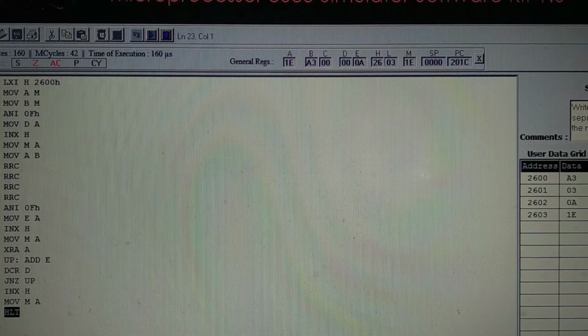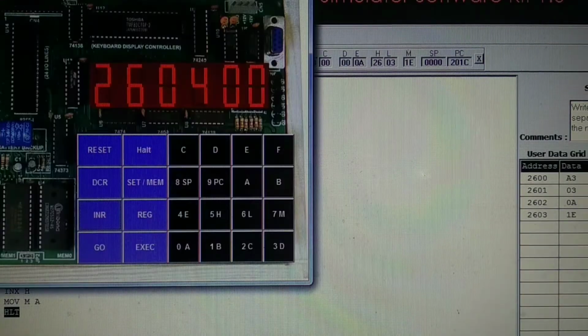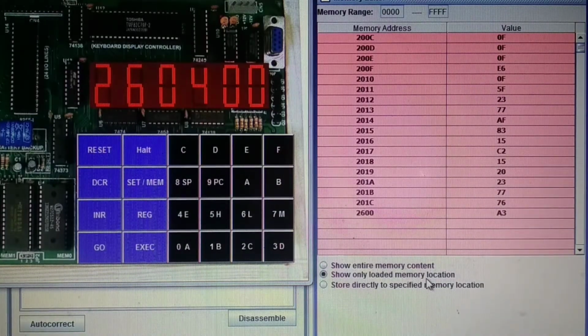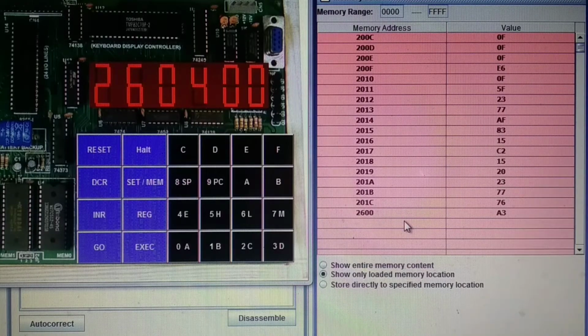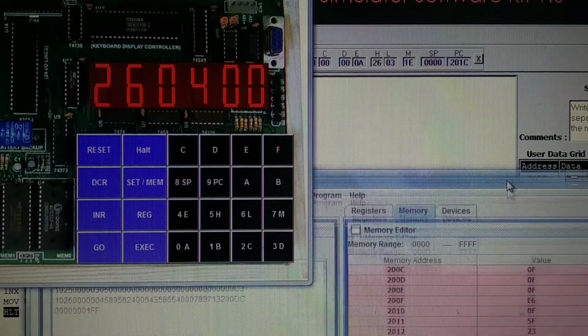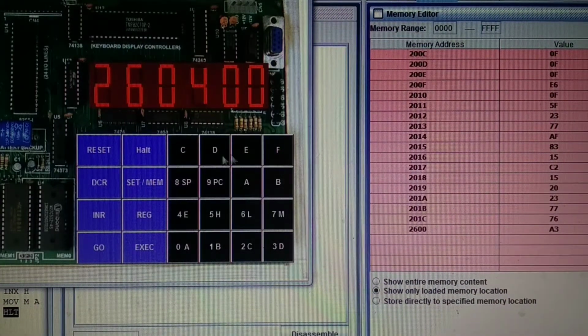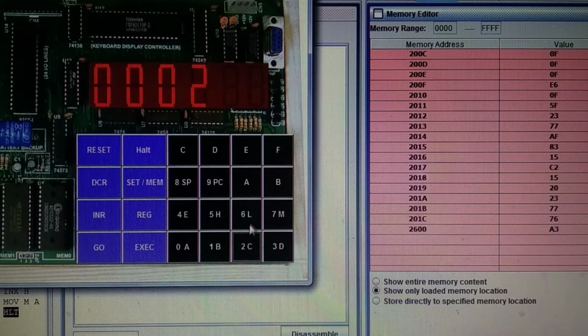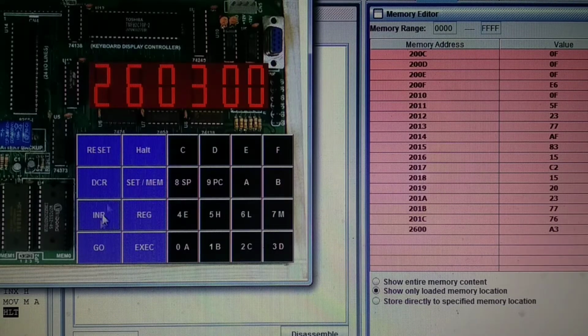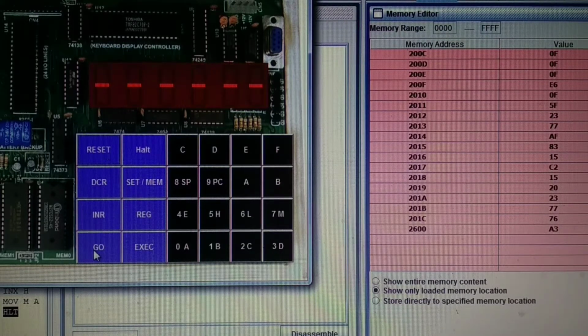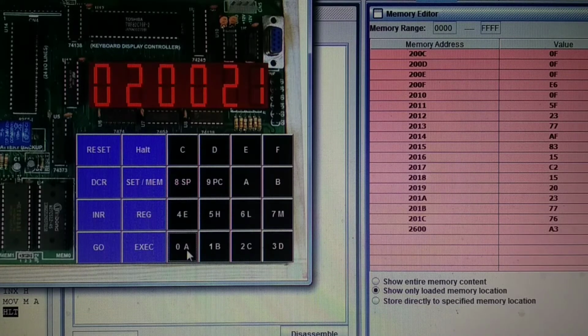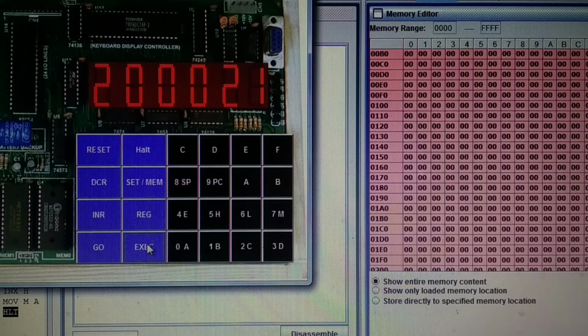The same program will execute on a different microprocessor kit. Here you are getting a different microprocessor kit. The program is already entered. Now I will show the contents of memory location 2600. Reset, examine memory 2600, the number is A3. And the result is at 2601, 2602 and 2603. At present the program is not executed, that's why you are getting 0. Reset, go 2000 and execute the program.